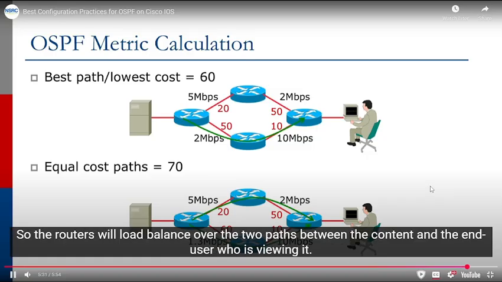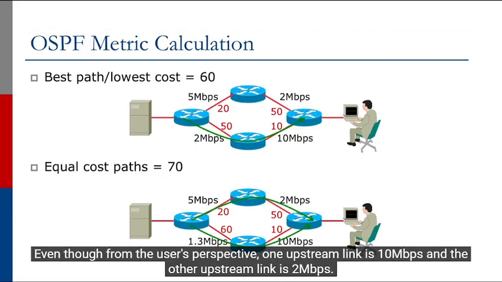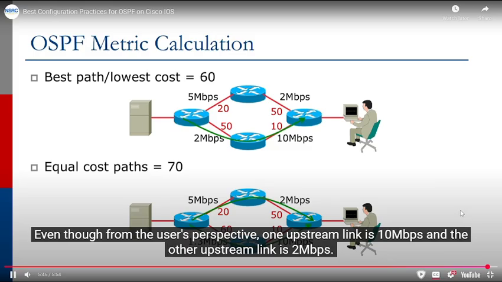Another example, we have equal cost paths. Both of them are 70. So the routers will load balance over the two paths between the content and the end user who is viewing it, even though from the user's perspective, one upstream link is 10 megabits per second and the other upstream link is 2 megabits per second.